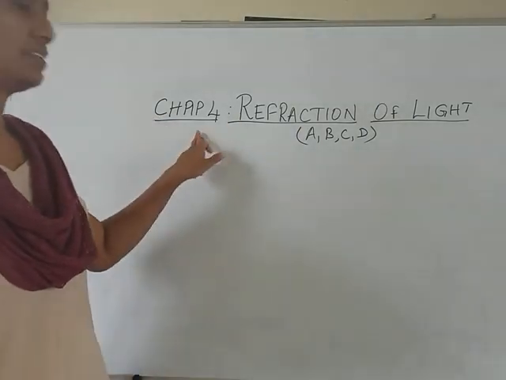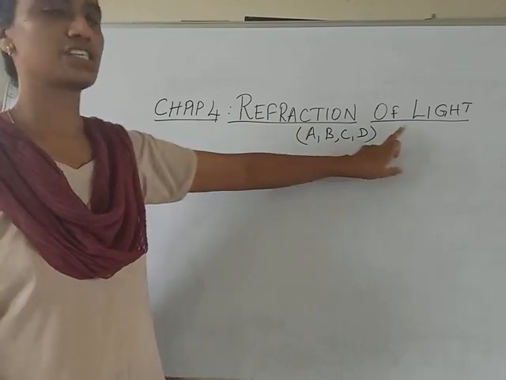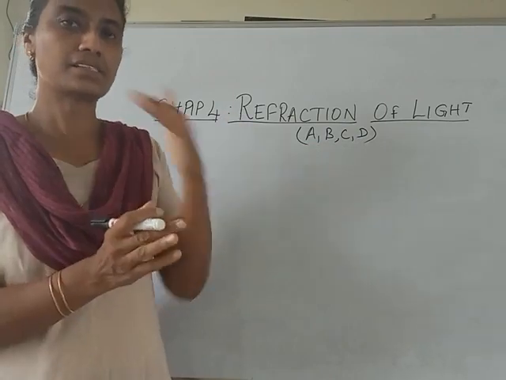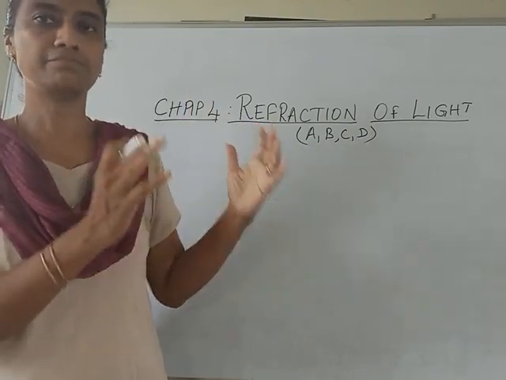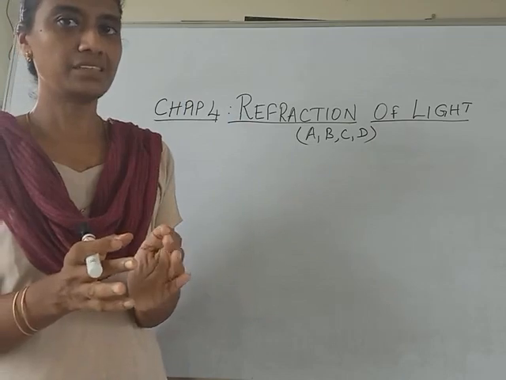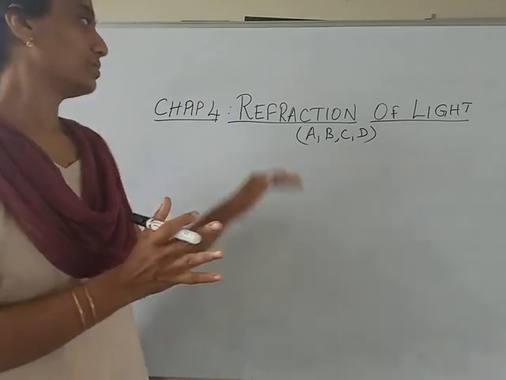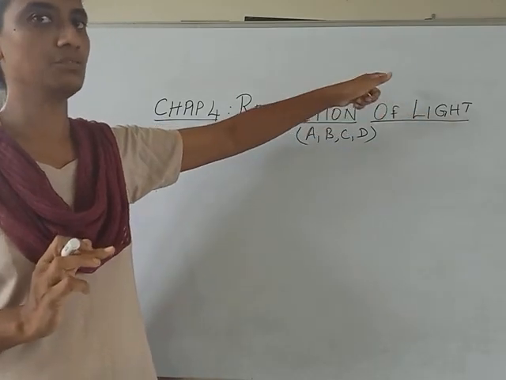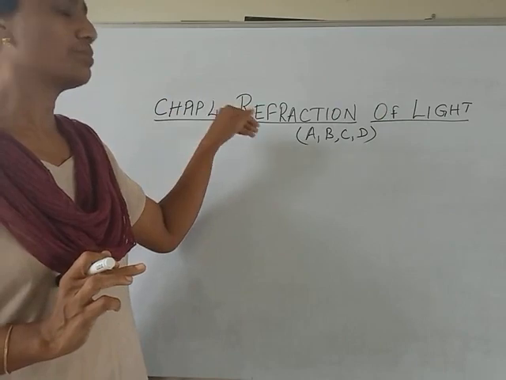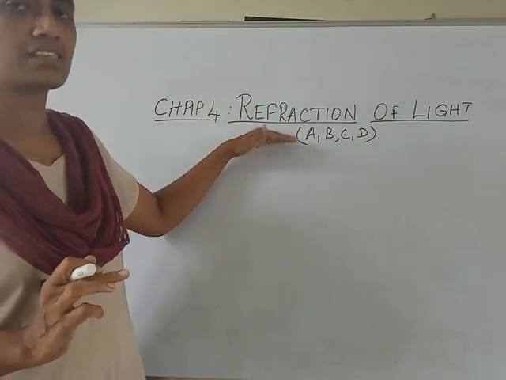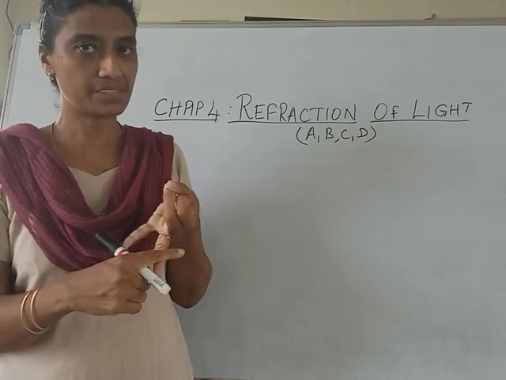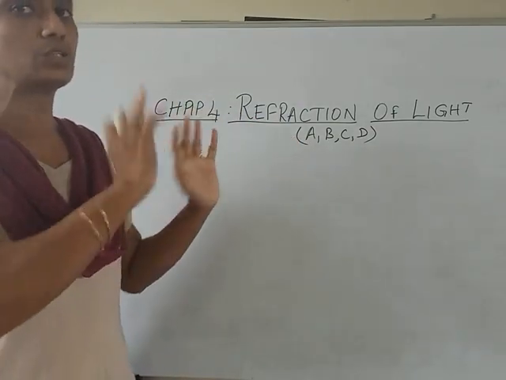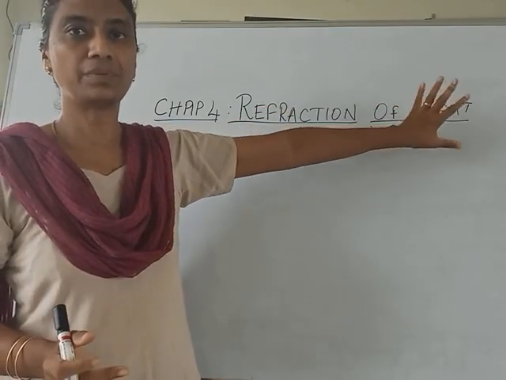Today we are going to start with chapter 4, Refraction of Light. So far the first 3 chapters were all related to work and energy. Then the 7th chapter we did, that is sound. Now chapters 4, 5 and 6 are related to light. One is refraction of light through plane surface, then refraction of light through spherical surface, and spectrum. So we are starting with a totally different topic now, light.